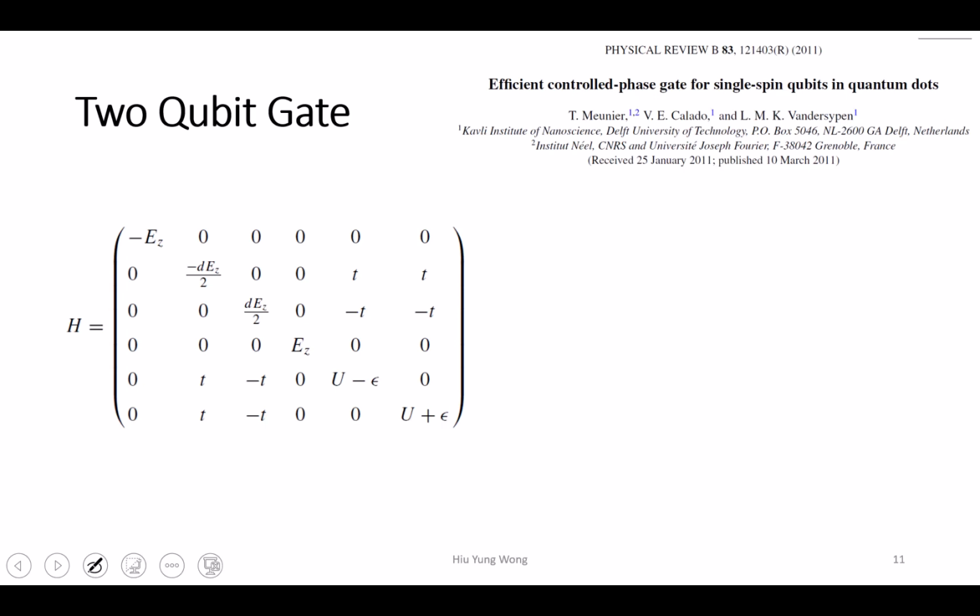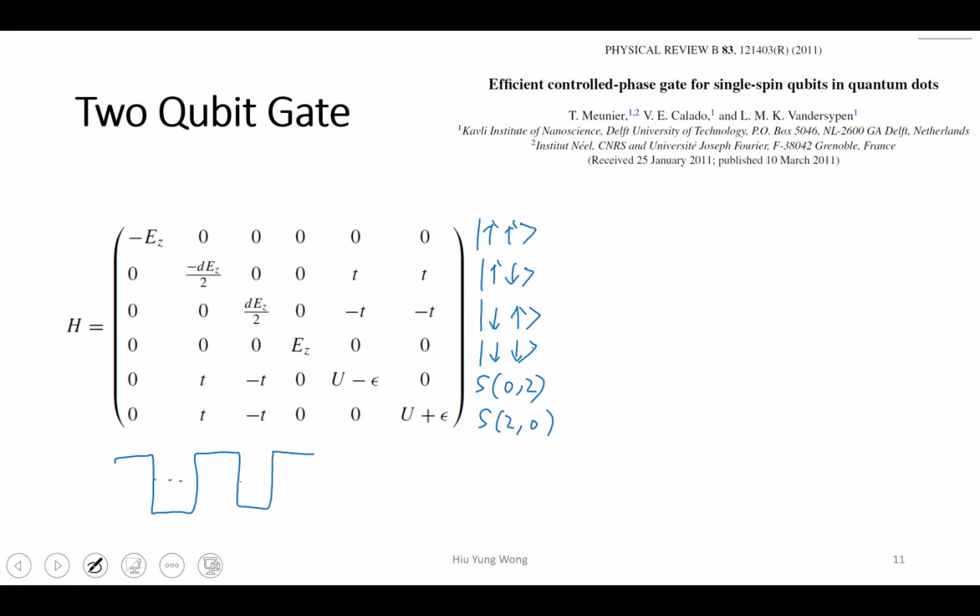So here it has 6 states: spin up spin up, spin up spin down, spin down spin up, spin down spin down, and then also states called 0,2 and 2,0. So what does it mean? You have a quantum well here. When we say spin up, spin down, we are talking about, for example, one of the wells being spin up and one of the wells being spin down.